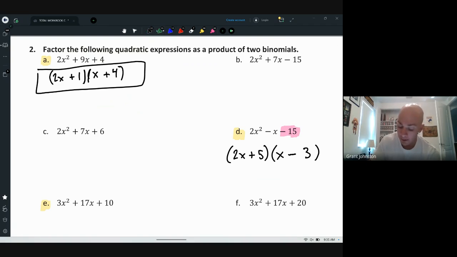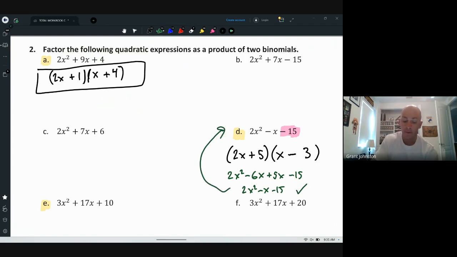So 2x times x is 2x to the second. 2x times the negative 3 is negative 6x. 5 times the x is 5x. And 5 times the negative 3 is negative 15. Those two middle terms combine to negative 1x, which is our original expression. This is the same, so that means it's factored correctly.